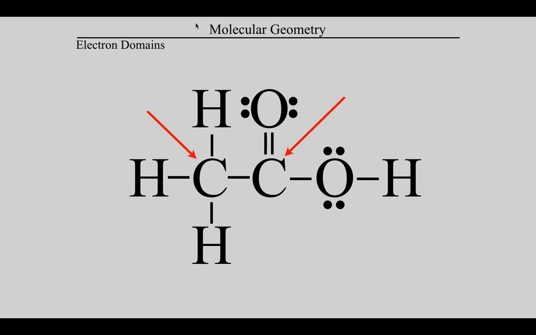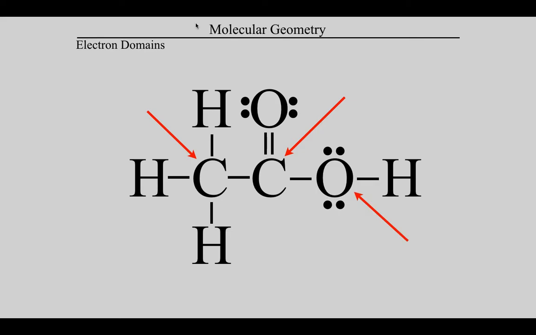Okay, so what about this? Give it a second, but how many domains are on that carbon? There's 3. The idea is this is 1 domain, this is a domain, and then that double bond is 1 domain. Yeah, there are 4 electrons in there, but it's 1 domain because all 4 of those electrons are in the same place. Get the idea?